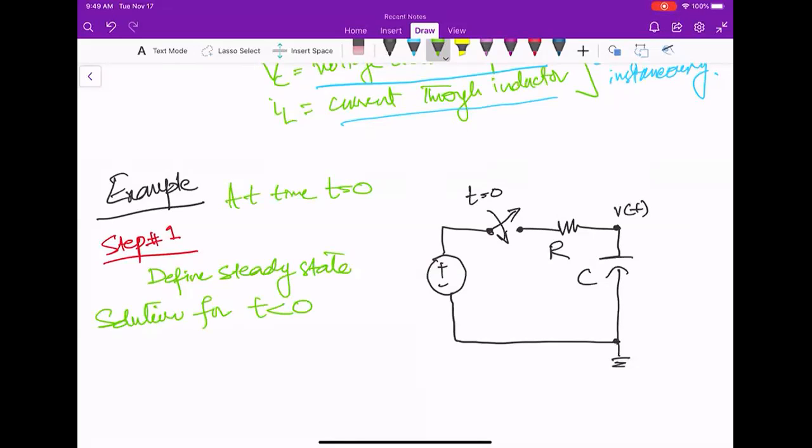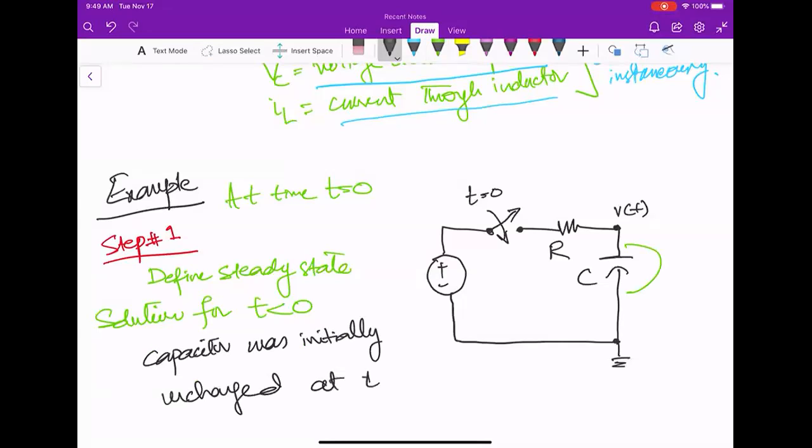So define the steady state solution for t less than 0. You need to know what is happening for t less than 0. If there is a charge across the capacitor before, or something like that. So I think there is no charge. The capacitor was initially uncharged at t less than 0. Okay, so we are given this thing as well.